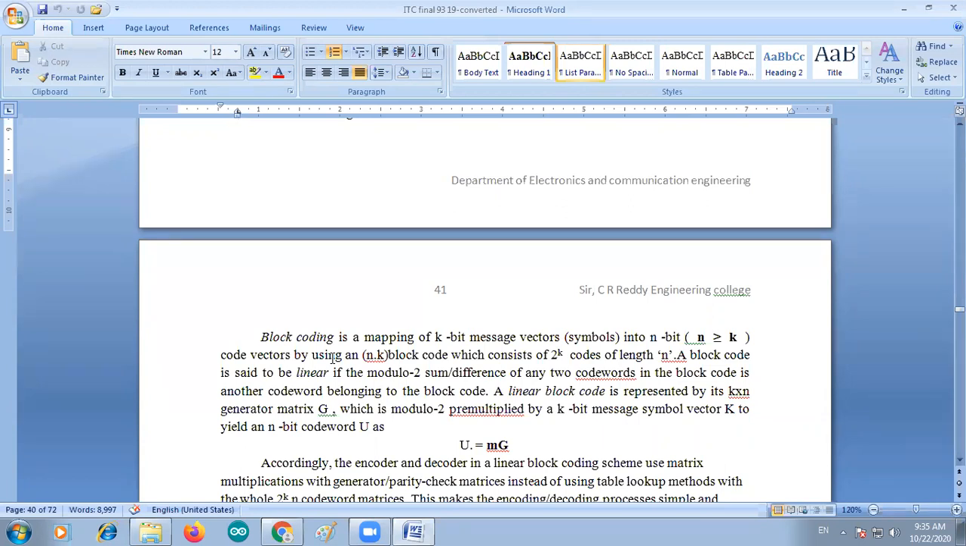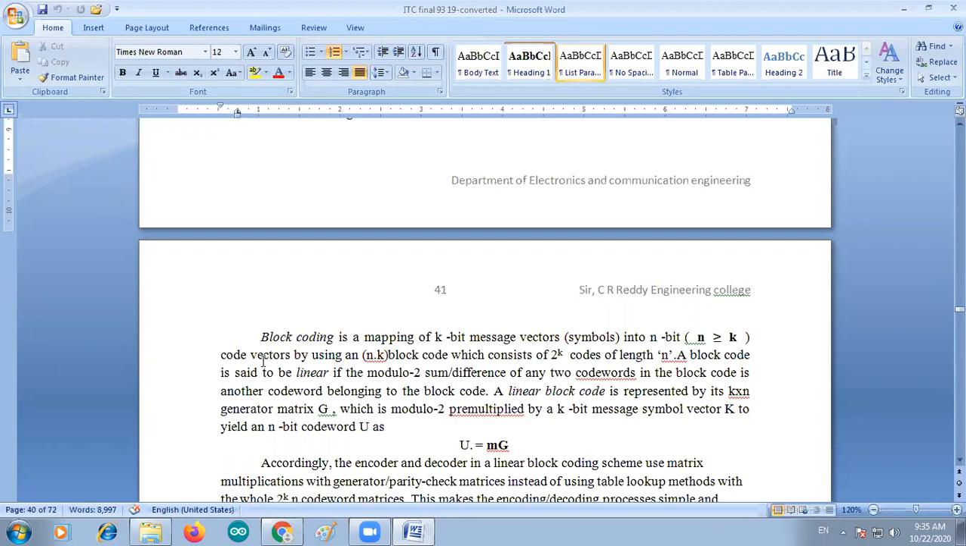So based on the matrix mapping, it follows the superposition theorem to map k to n. K is the message vectors and n is the code word vectors. So certainly k is less than n; n is always greater because the code word vector is greater than the message vector. So how is n greater than k? The n is increased by the parity bits.